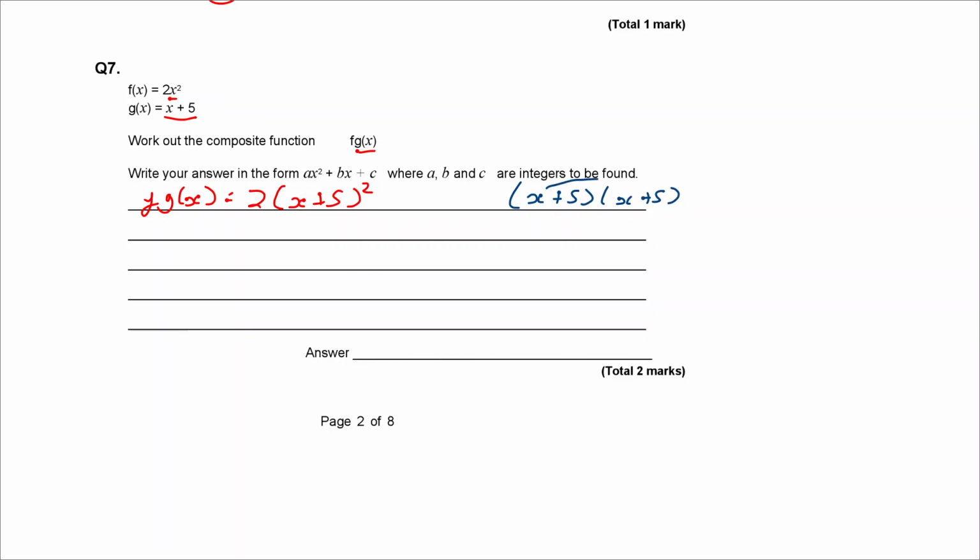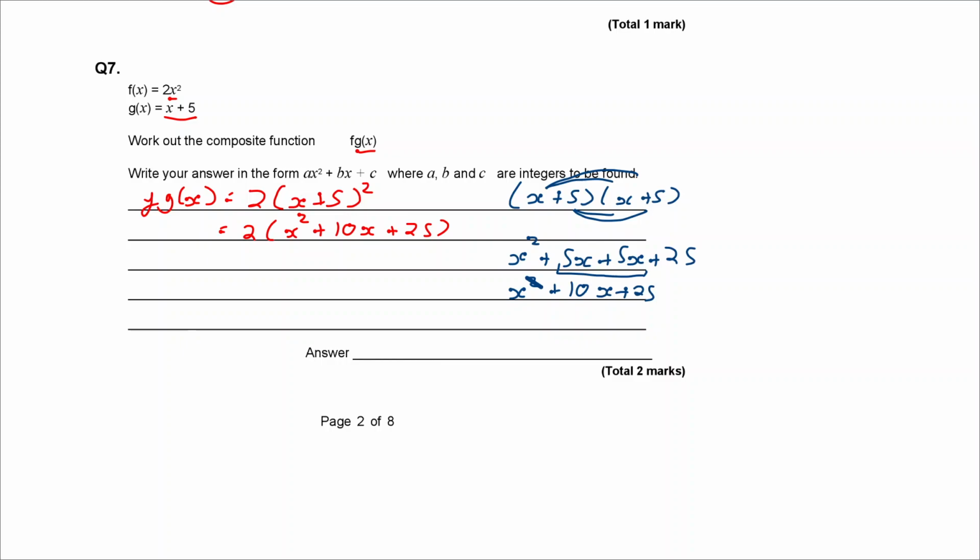I'm going to work through and expand the brackets, using whatever method you guys are going to be using here. I use FOIL. x times x gives you x squared. x times 5 gives you 5x. And you get it again, 5x. And 5 times 5 gives you 25. Collect up the like terms, 5x add 5x: x squared, add 10x, add 25. So going back to up here, I've got two lots of this, x squared plus 10x, and then plus 25.